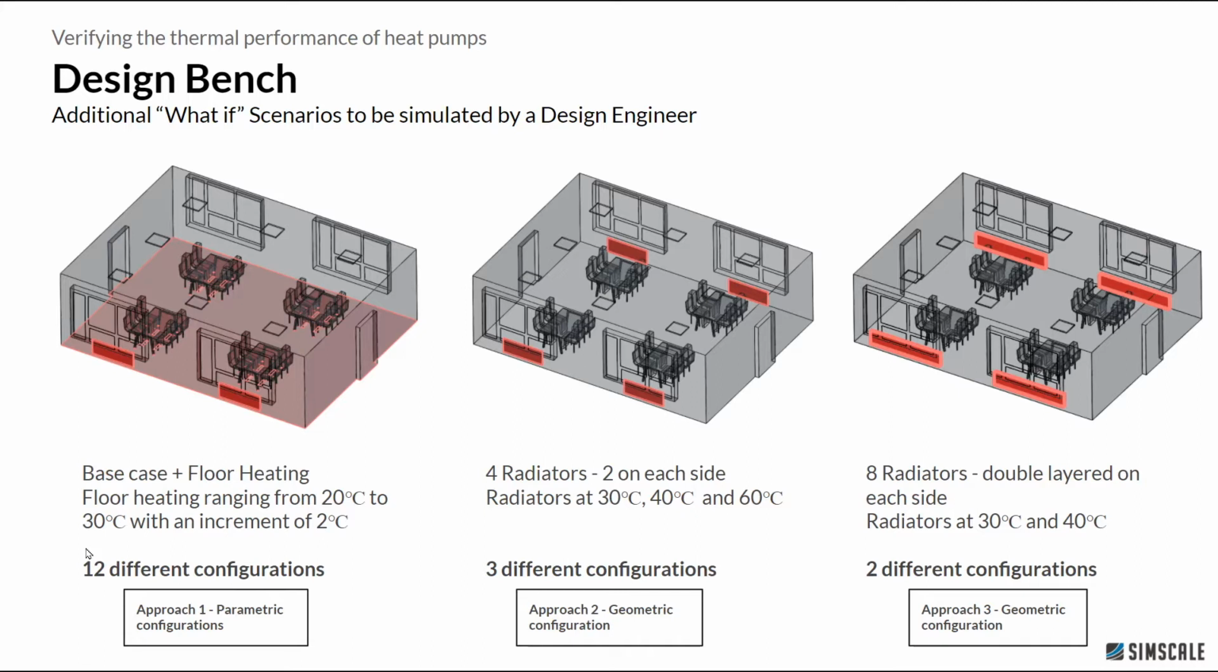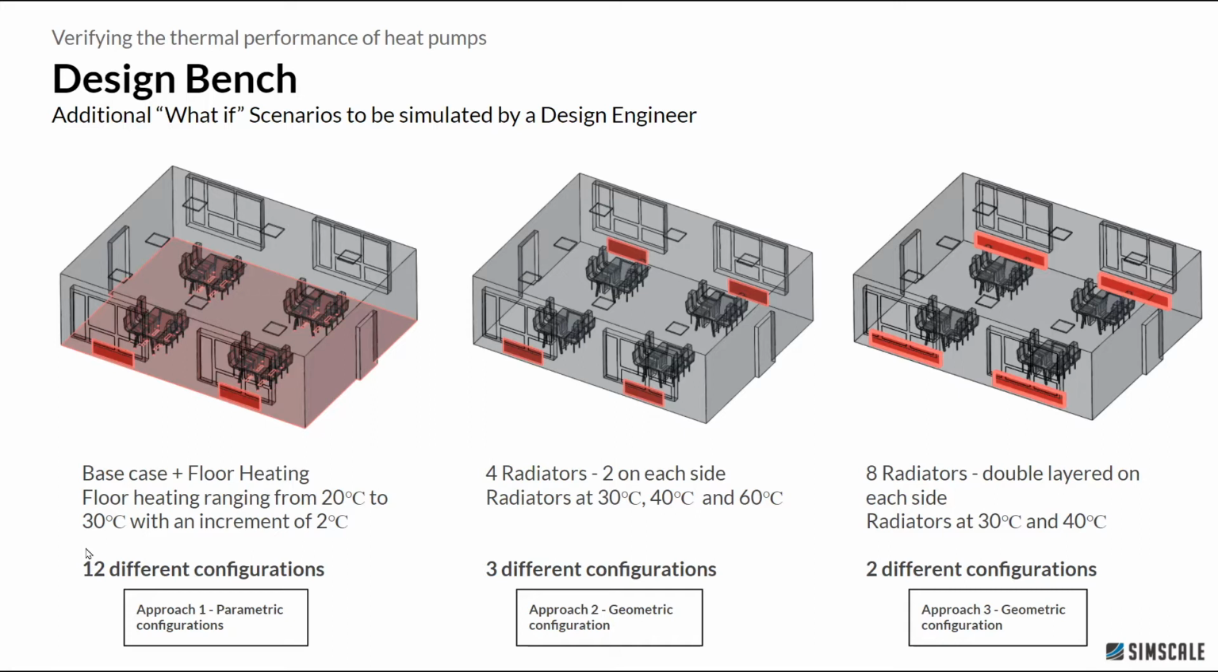And for the second approach, we are going to make a slight design modification itself. Here we'll be adding two additional radiators on the other side of the room, giving a lot more heat into the indoor space to make sure we achieve the thermal comfort. As a third approach, we also make an additional geometric variation, such as increasing the surface area of the radiators and also adding a double layered radiator at every side.